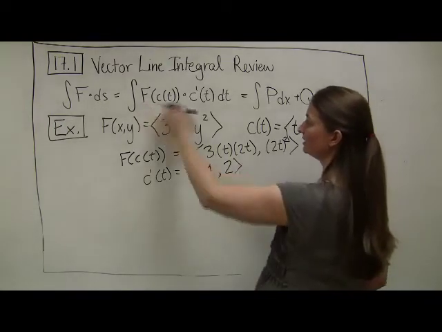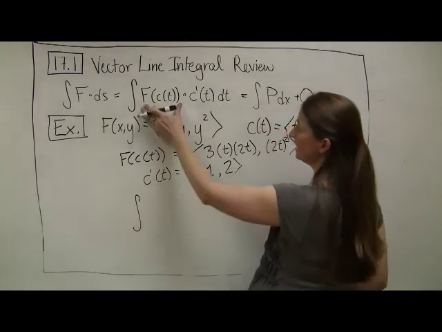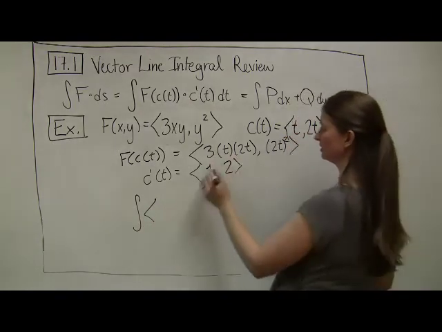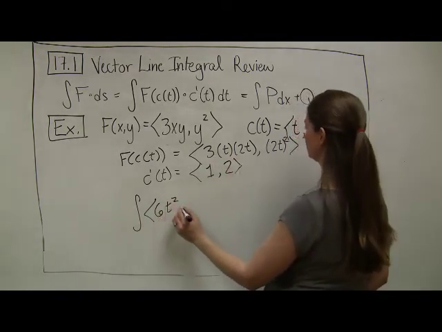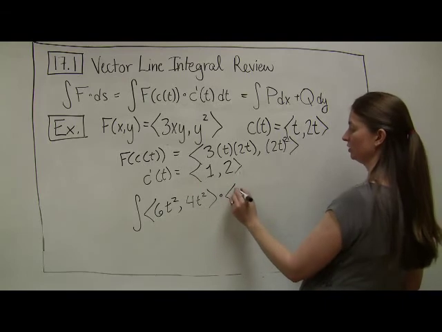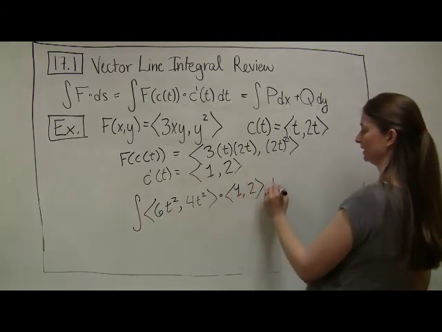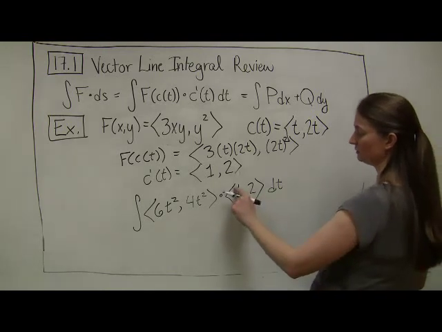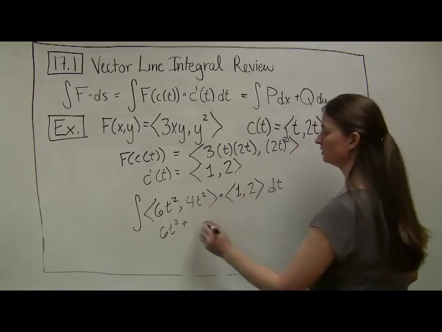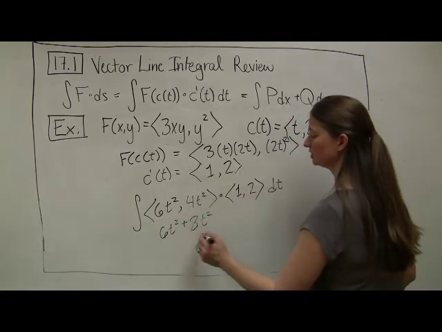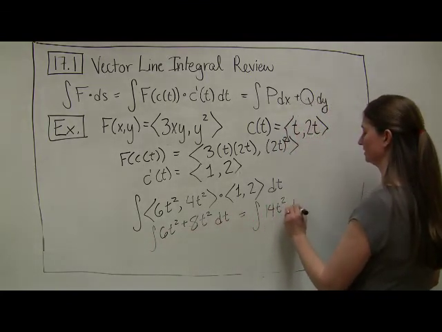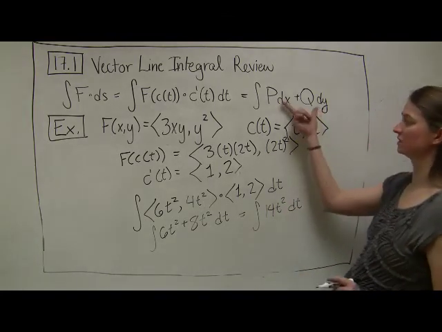And so my final integral, which is going to be f of c of t dotted with c prime of t, ends up being f of c of t, which here is given by 6t squared, comma, 4t squared, dotted with c prime of t, which is 1, 2 dt. When I multiply this out, I get 6t squared plus 2 times 4t squared, which is 8t squared, which, like we saw before, is exactly equal to 14t squared dt. So all of this talk was just to introduce this PQ notation.